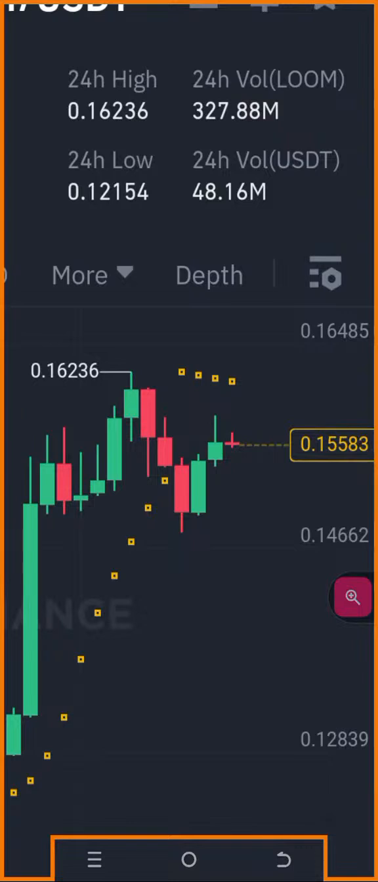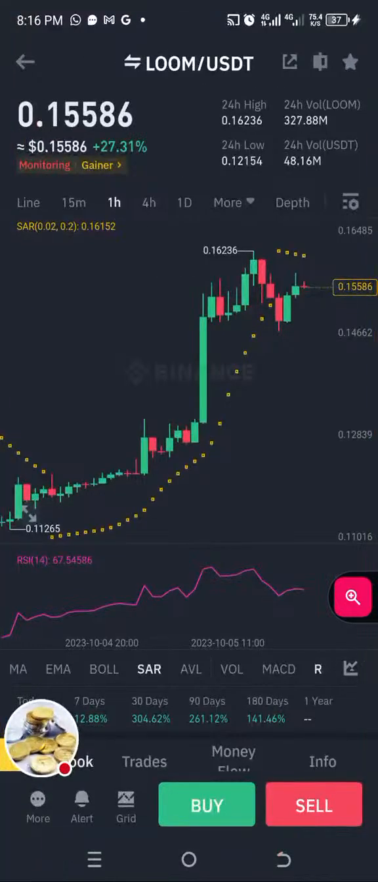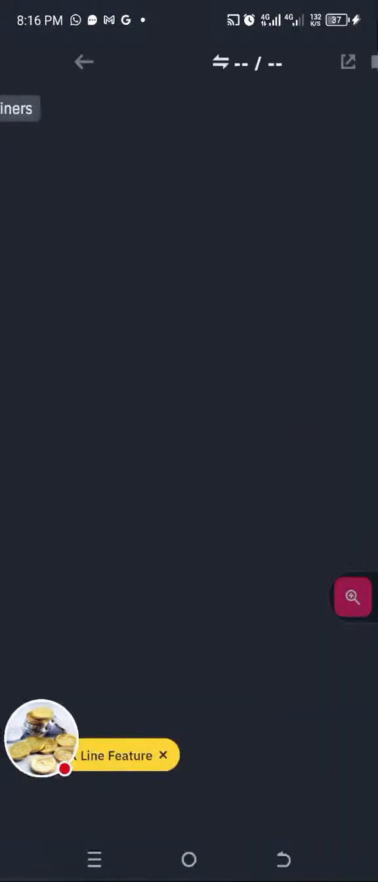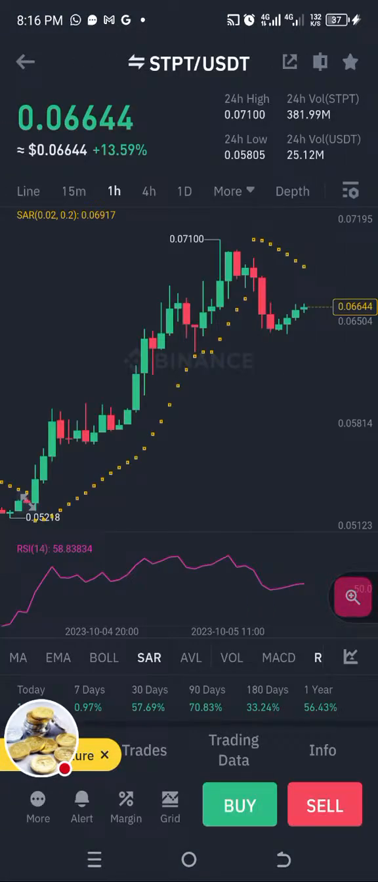Can you see what I'm saying here? Once you see that the parabolic SAR is already coming down, it's past 3, then you should not take this. Don't go with it. It's already on a downward trajectory. So I'm not going to pick that anymore. I'm striking that off my list. I would look at STPT. It's also looking like it will work.